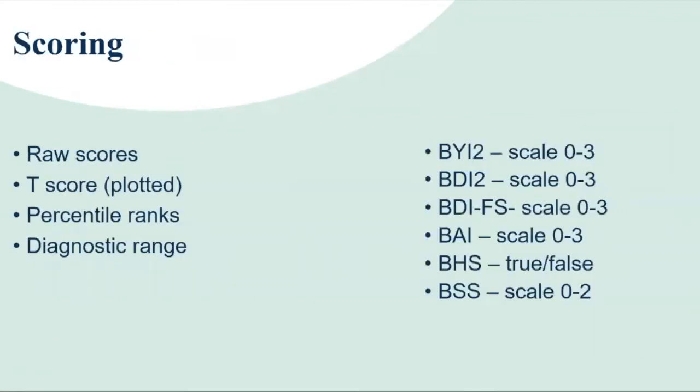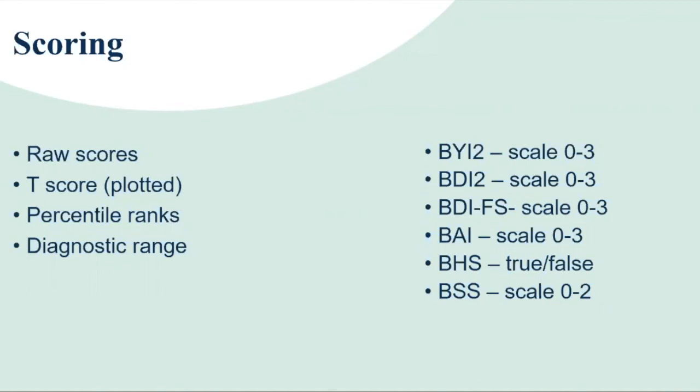The scoring and reporting generated for the Beck Youth Inventory, the Beck Depression Inventory, the Beck Anxiety Inventory, and Beck Hopelessness Scale includes the raw scores, T-scores, which are plotted for you, the percentile ranks, and then a diagnostic range, for example, mild or moderate. For the Beck Scale for Suicide Ideation, you just get a bar graph plotting the raw score for you. So the raw scores are obtained by adding the item scores together. An example of this for the Beck Youth Inventory would be adding the 0 to 3 scores for all 20 items on each scale.